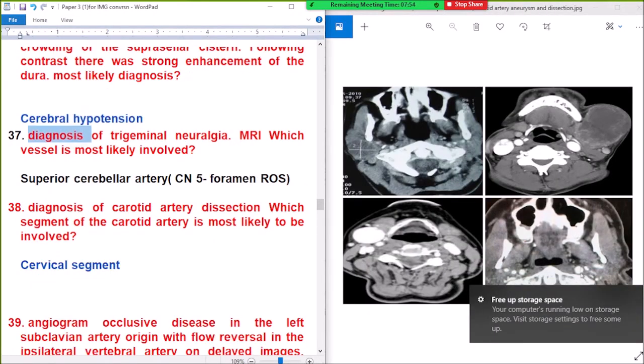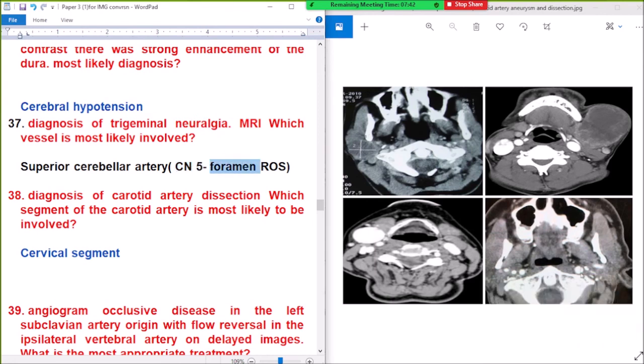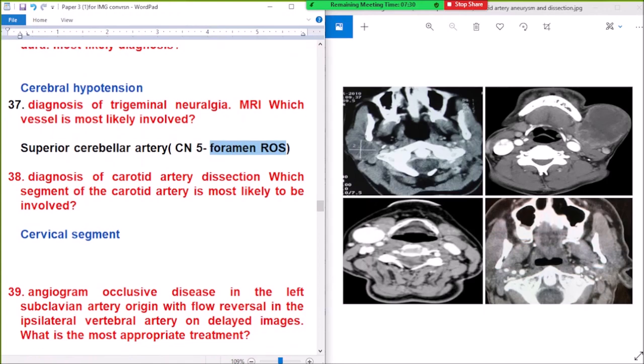Question number 37. Diagnosis of trigeminal neuralgia. On MRI, which vessel is most likely involved? Superior cerebellar artery. Trigeminal neuralgia involves cranial nerve number 5, the trigeminal nerve, which goes through the foramen rotundum.